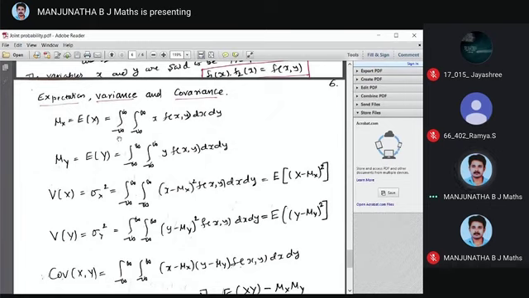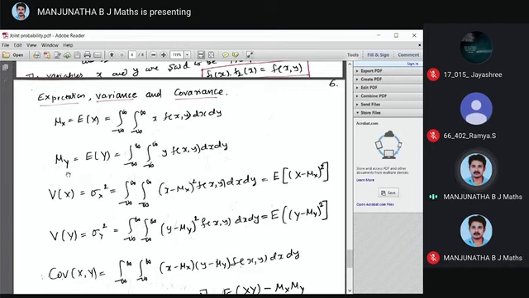What is the expectation of x? Mu x is the integral from minus infinity to infinity, integral from minus infinity to infinity, of x f of x comma y dx dy. Mu y, the expectation of y, is the integral from minus infinity to infinity of y f of x comma y dx dy.